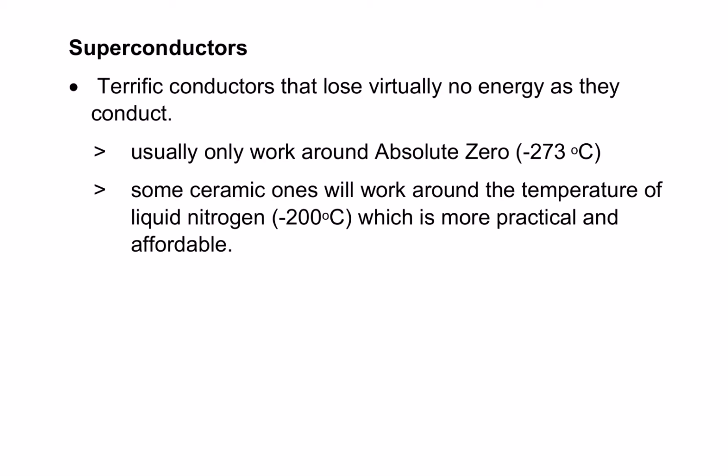The negatives to superconductors is they typically only work when it's super cold, near absolute zero, which would be 0 degrees Kelvin or minus 273 Celsius. Recently, though, they're starting to make ceramic superconductors, made out of a ceramic tile type material, and they work well at about minus 200, which is about the temperature of liquid nitrogen, which is way more practical and more affordable.